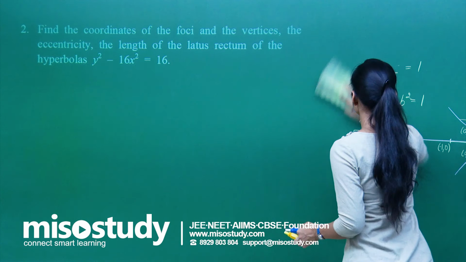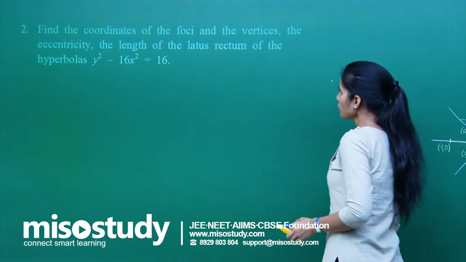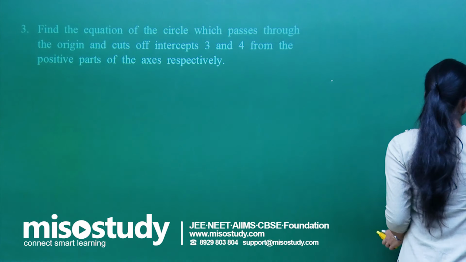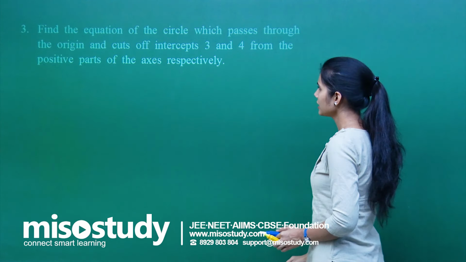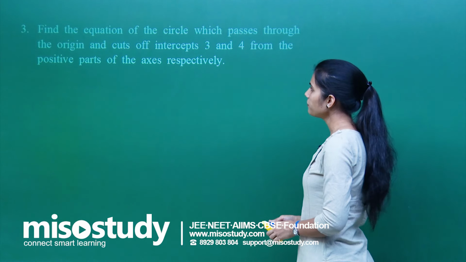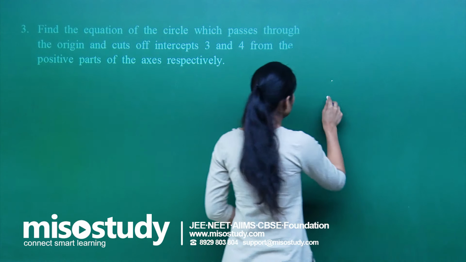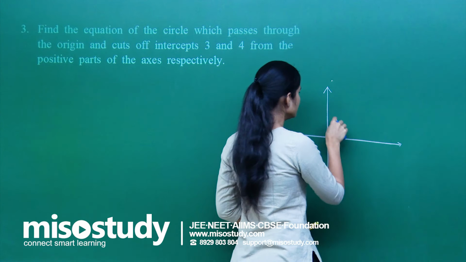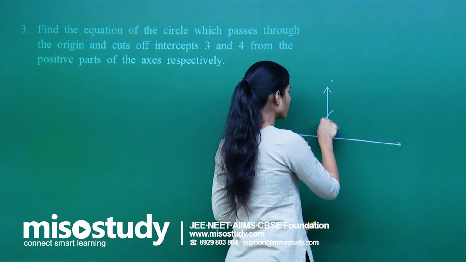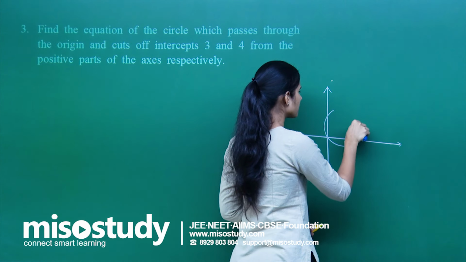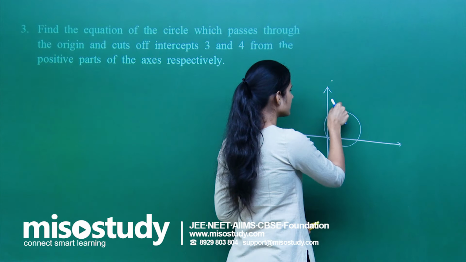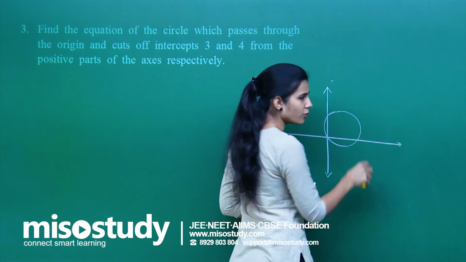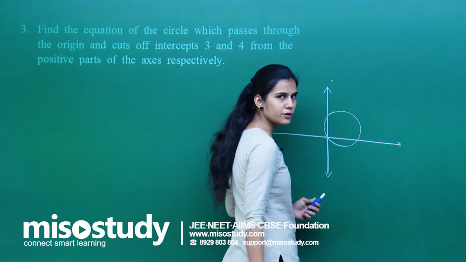Next question says what? Let's try to examine that. We have the third question saying: find the equation of the circle which passes through the origin and cuts off intercepts 3 and 4 from the positive parts of the axes respectively. So here basically the circle is doing what? The circle is passing through the origin somewhat like this. It is cutting off an intercept on the positive x-axis and an intercept on the positive y-axis.